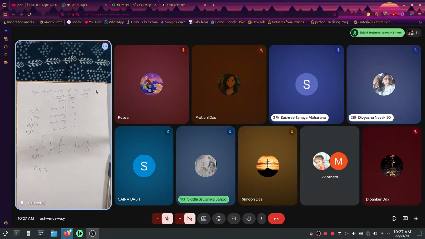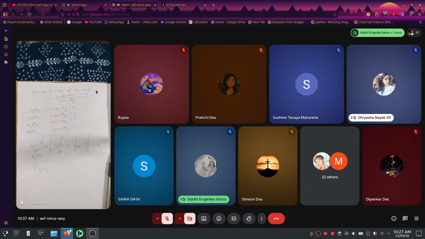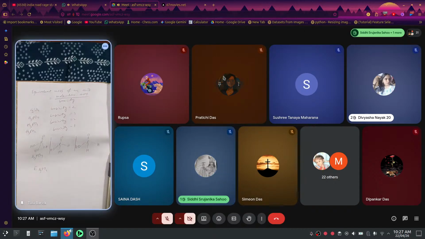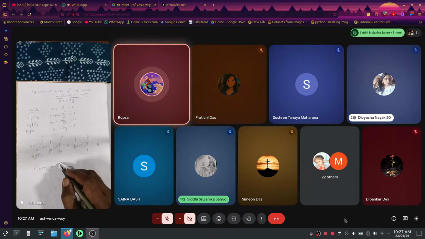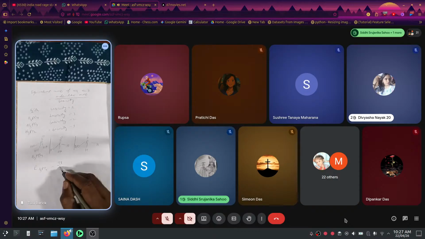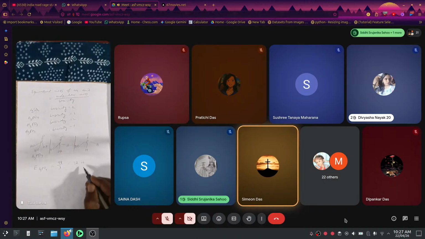Susri, could you understand this better? Susri Maharana? Yes, sir. Okay. Siddhi? Yes, sir. Okay, beta, continue. So 32.67 is the answer. How could you get this, beta? What is the molecular mass? Sir, 98. Correct, 98 by 3. How much did you get? 32.66. Okay.